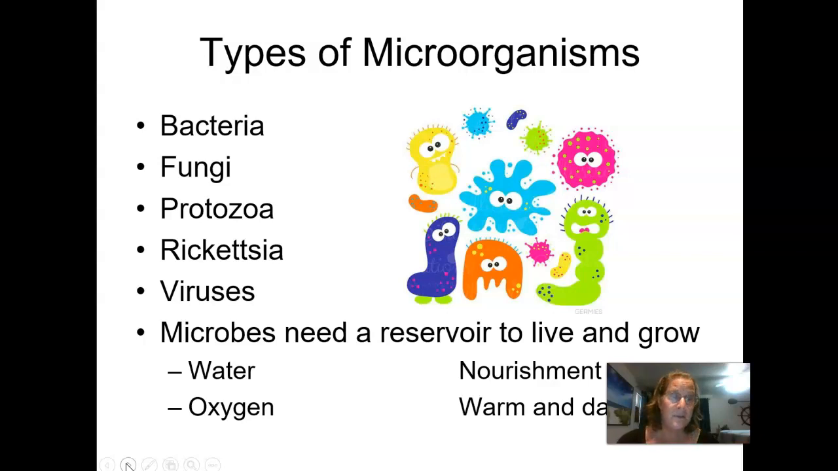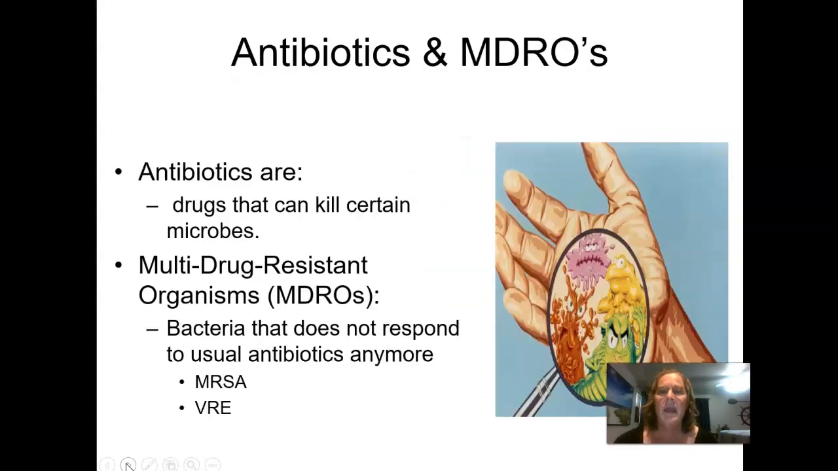Now, there are exceptions to that. There are some microbes that actually are okay in light. And there are some that can live without oxygen. But in general, most of your microbes are going to like warm, dark areas. So antibiotics are drugs that can kill certain types of microbes. And so generally our bacterial infections usually do need a type of antibiotic. Our fungi need an antifungal medication. So there's a bunch of different medications that we can use to kill certain microbes.